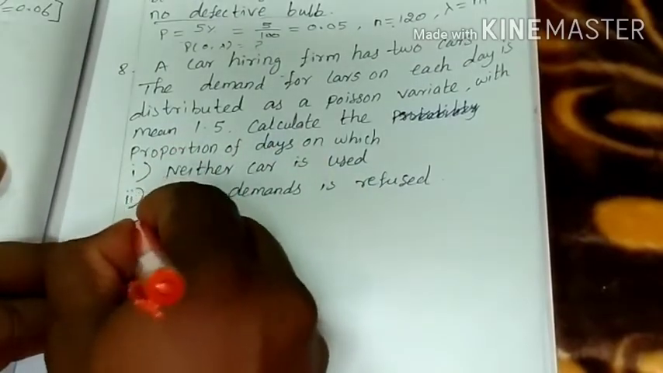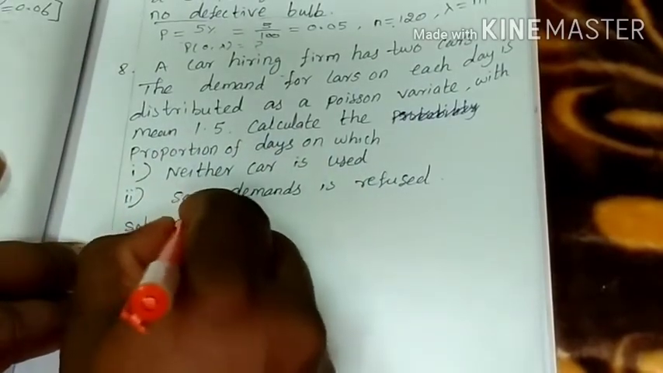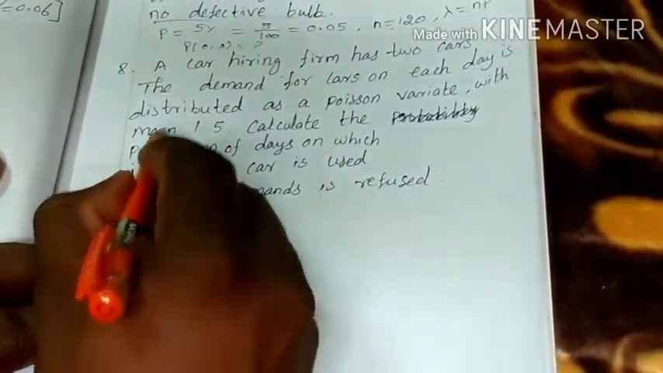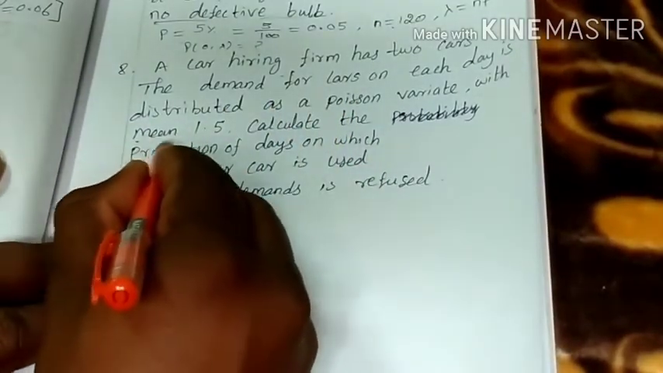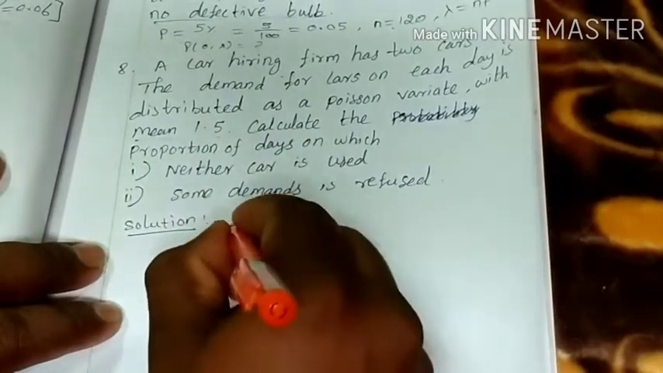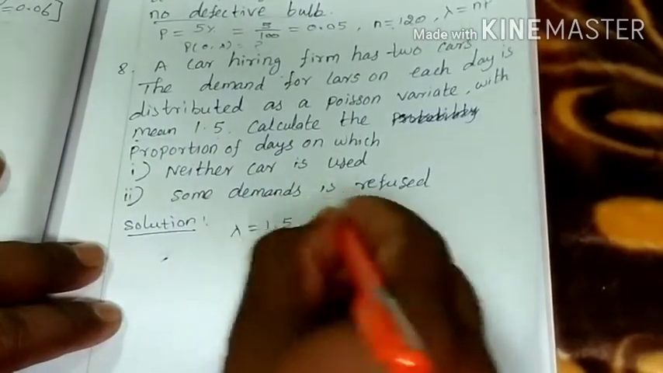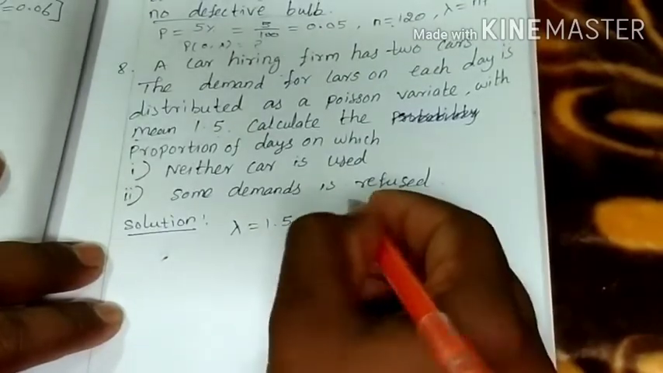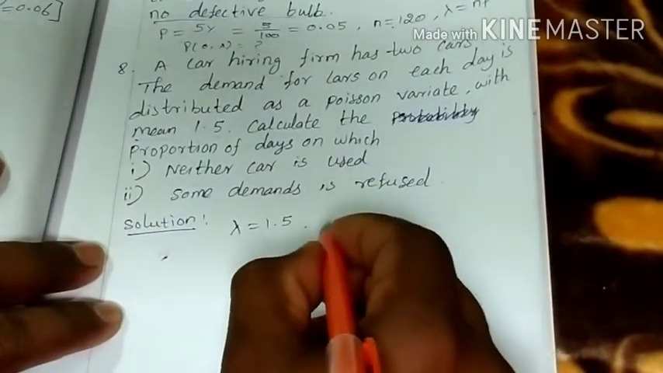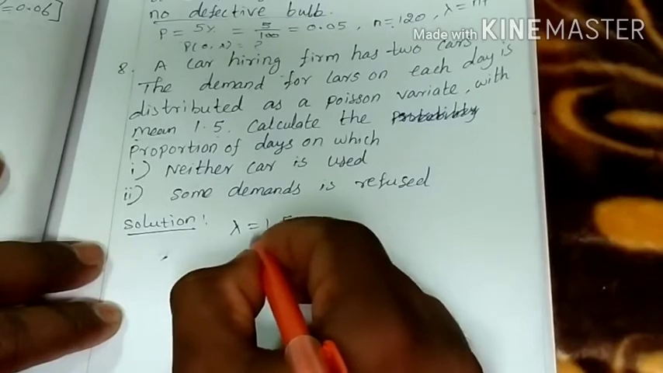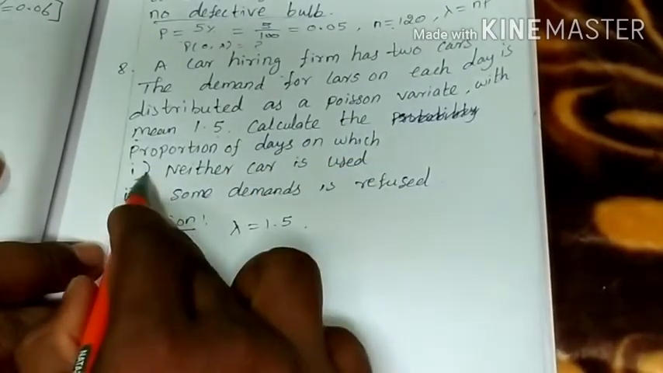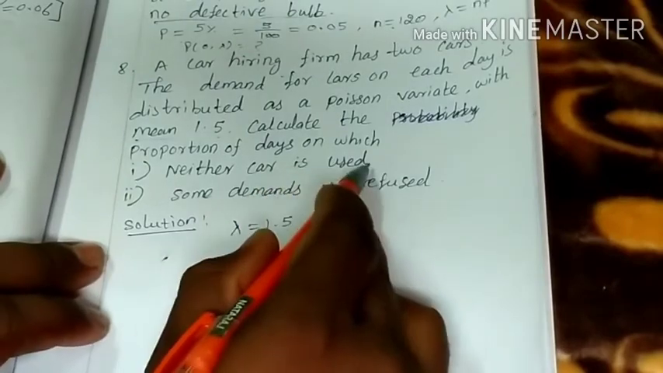The solution. In this question, we are already given the mean value. The mean is 1.5, so lambda is equal to 1.5. This is directly given in the question. So here we do not need the probability value and n; we get lambda directly. Then calculate the proportion of the days.